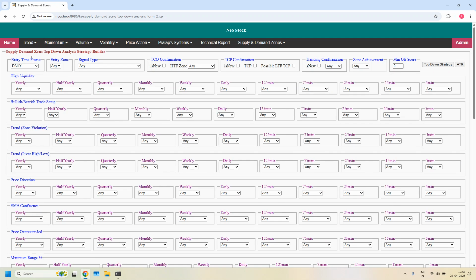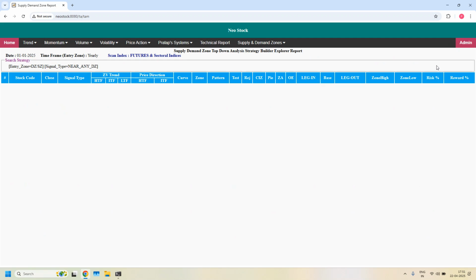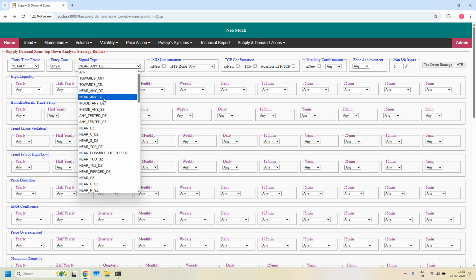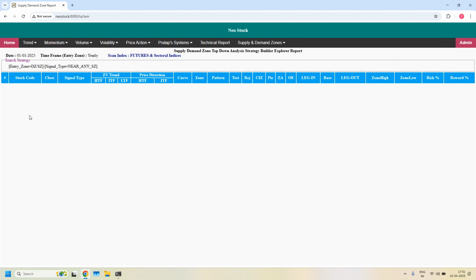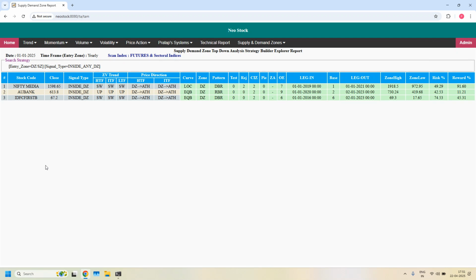Starting with the yearly time frame, price closed inside the yearly demand zone, no stocks are available. Near yearly demand zone. Near yearly supply zone also you don't get stocks, no stocks. And price closed inside the yearly demand zone, we got 3 stocks.